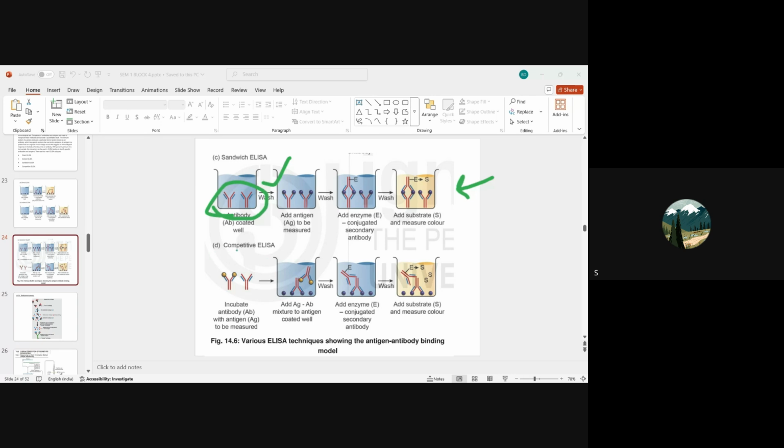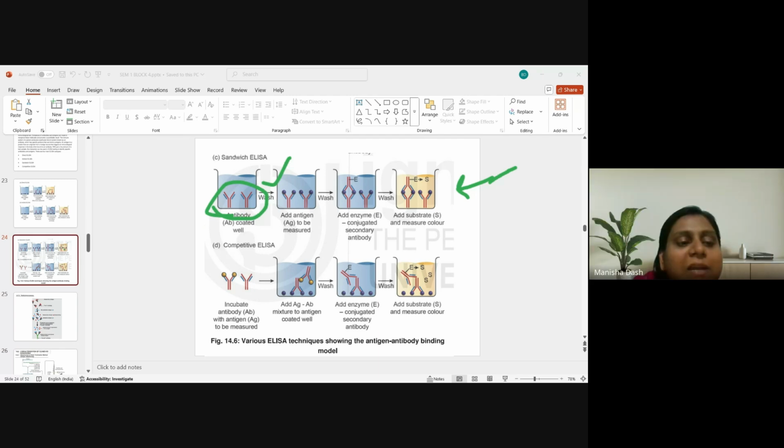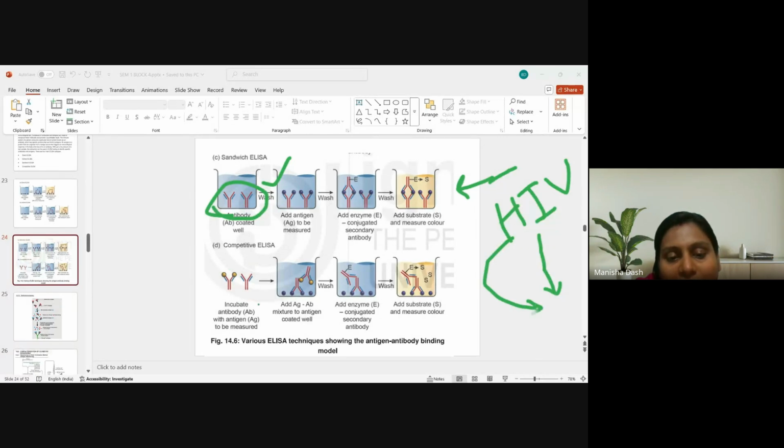In sandwich ELISA, which type of antibody is used? See, the antibody depends on whatever you are trying to detect. Suppose you are trying to detect HIV. So you know the HIV antigen. Accordingly, you will be utilizing the antibody of HIV. So instead of antigen, first you are coating the well with antibody.